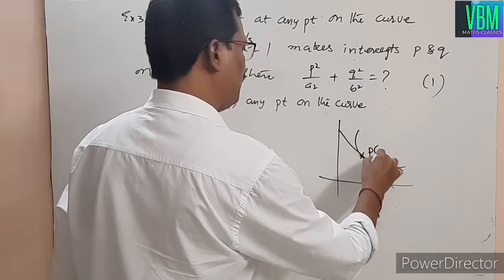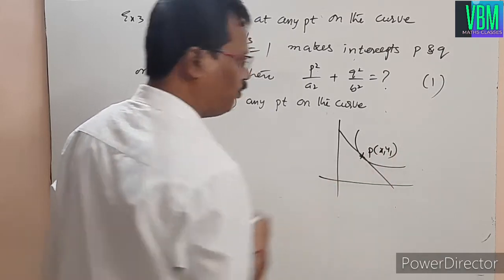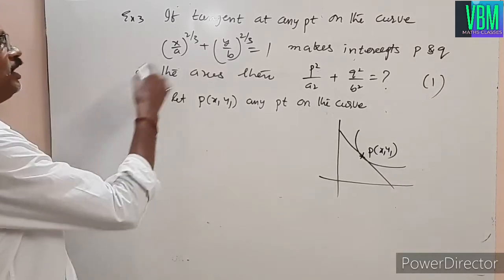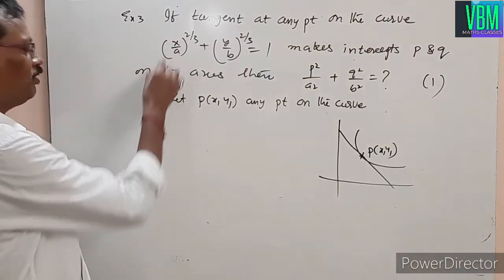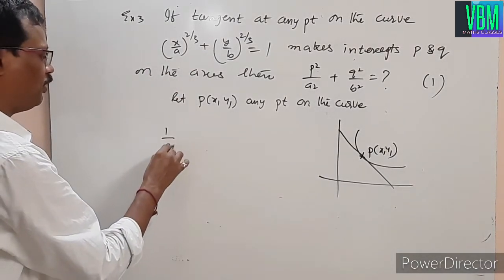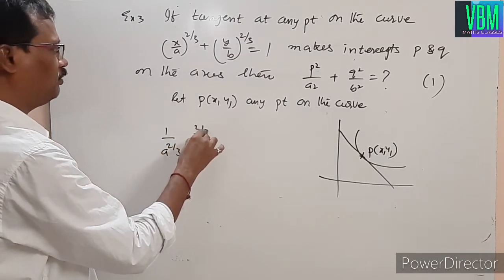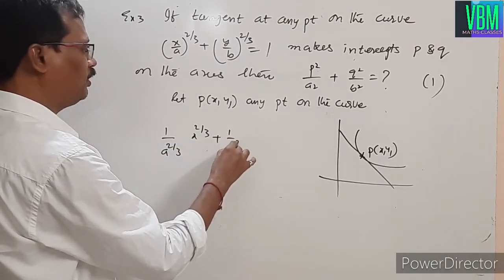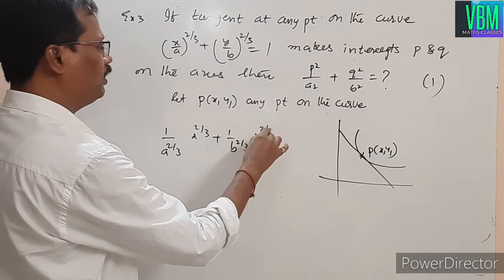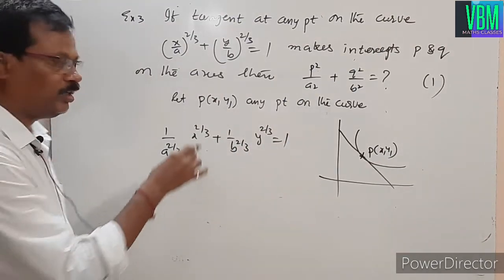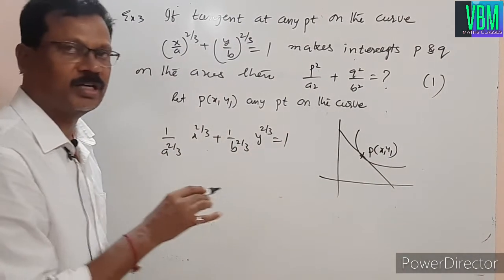Let P(x1, y1) be any point on the curve. Then what is the tangent equation? Now I am writing the curve as (1/a^(2/3)) x^(2/3) + (1/b^(2/3)) y^(2/3) = 1. Now we want the tangent equation at the point (x1, y1).